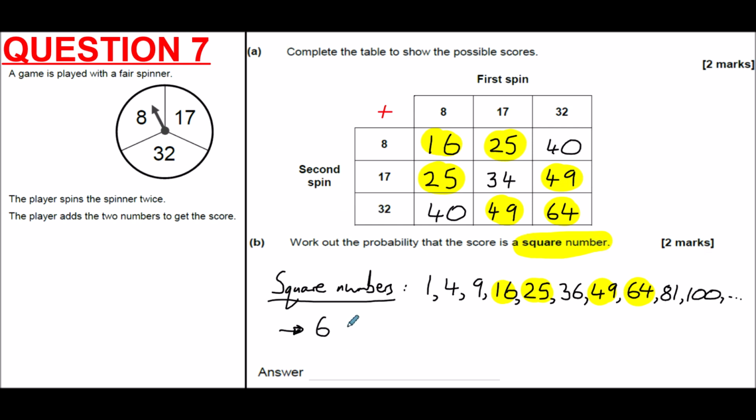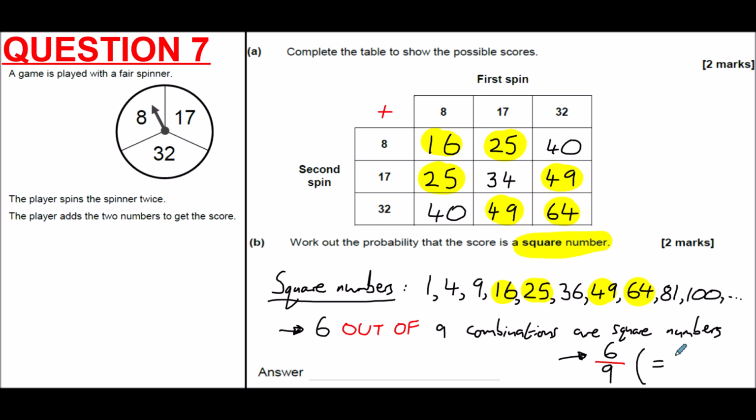So if 6 out of 9 combinations are square numbers, we can write this as a fractional probability. If 6 out of 9 are square numbers, then we can write this down as 6 over 9. 6 out of 9, which if we want to, we can simplify down to 2/3. But if it's a probability question, you don't have to simplify down the fraction, which is one of the benefits of doing a probability question. So our answer is 6 out of 9, or if you do want to simplify it down, would be 2/3.